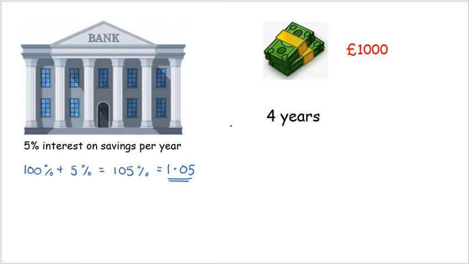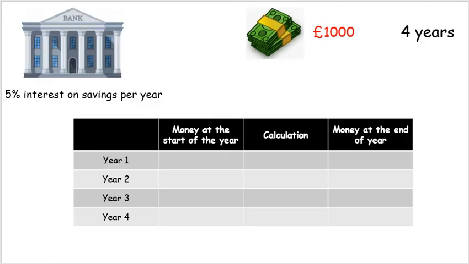after that 5% increase. So what we're going to do is go through year by year and work out how much we'll have at the end of each year, and then we'll figure out after 4 years how much is in our account. Just remember that this 5% increase would be multiplying by 1.05.